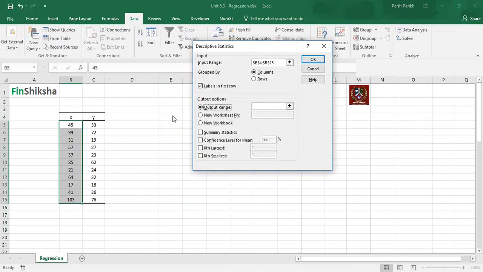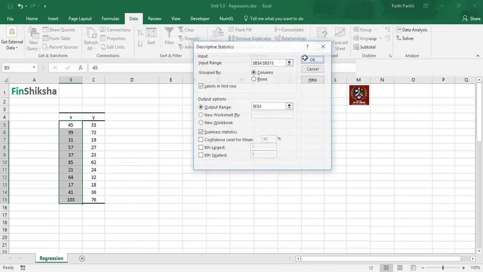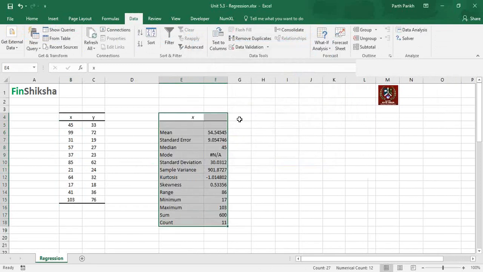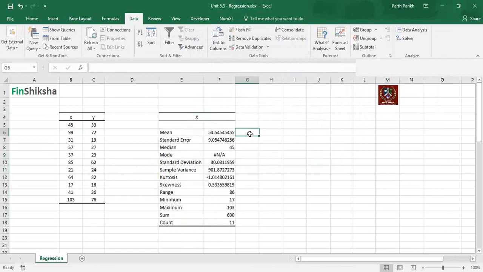Output range, I will provide the data over here from E4, that you can decide, or you can also choose a new worksheet. Okay, I just need the summary statistics. I don't need the other things because they are not relevant at this point. Okay, and I'll click OK. Now we extend this. It will say what is the mean, what is the standard error, what is the median, what is the mode, and so on and so forth. So the last five values are pretty much understandable.